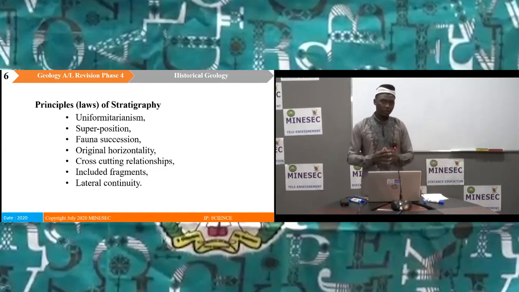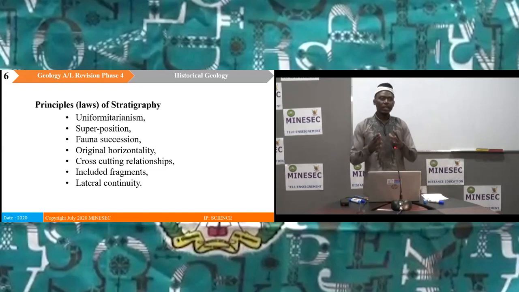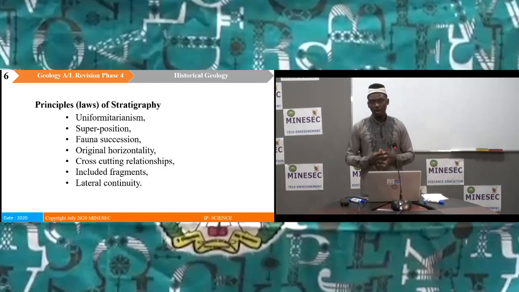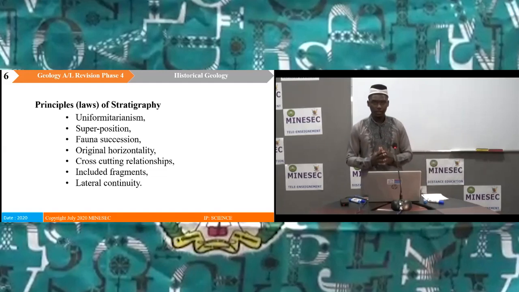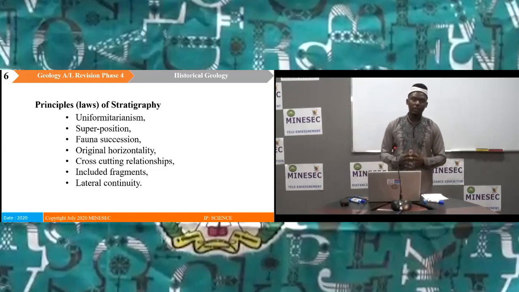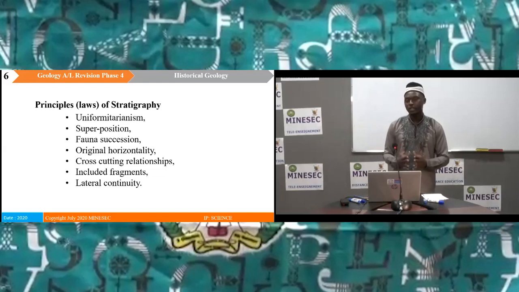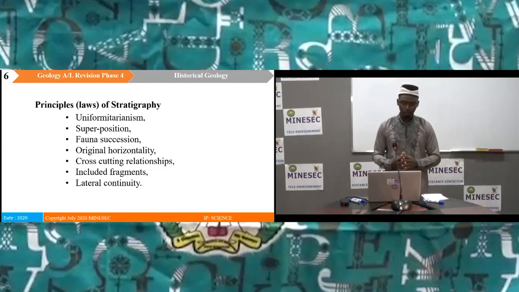The principle of superposition states that in a sequence of strata, the strata below is older than the one on top, provided such strata has not been disturbed by tectonic forces. It means in a sequence of stratified rocks, the strata get younger as we move towards the top. This principle has its limitation where tectonic forces have tampered with the rock sequence.